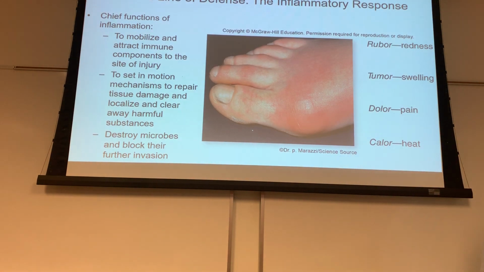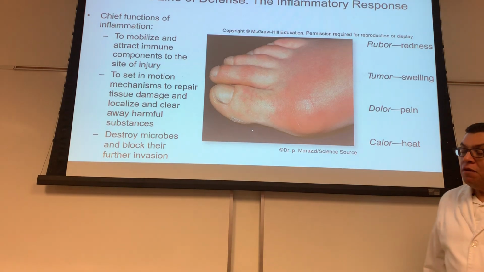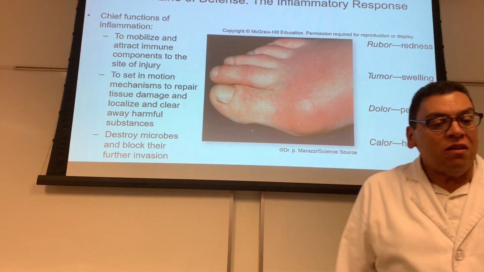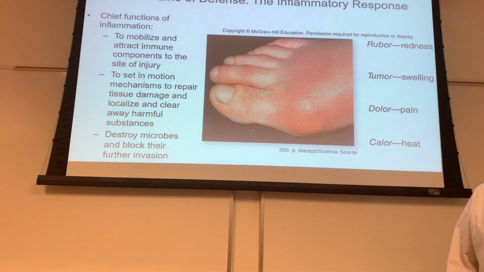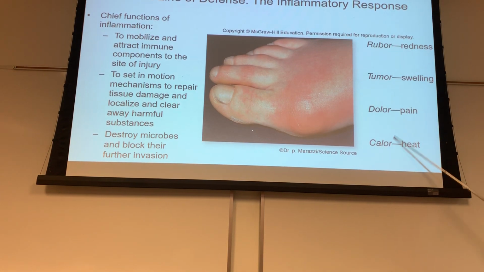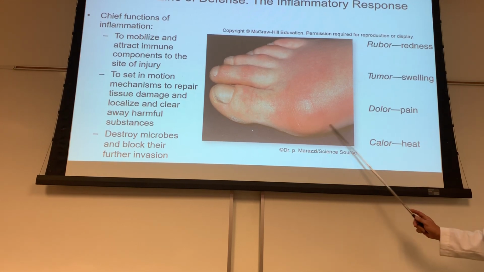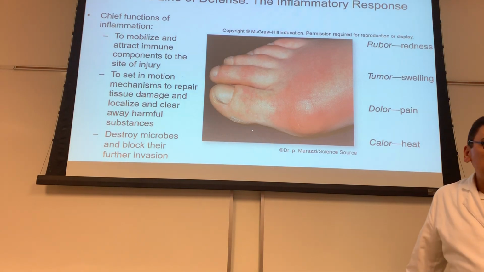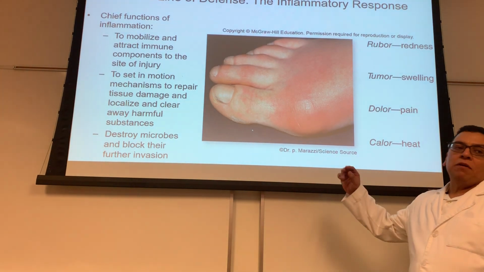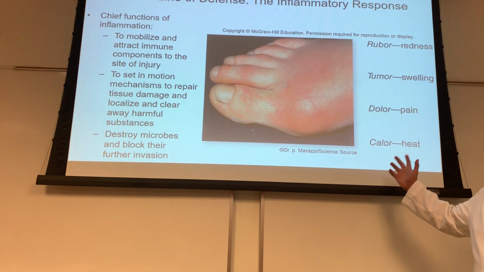Another second line of defense we're all familiar with is inflammation. If you ever step on something or something bites you and all of a sudden it starts turning red, you feel the heat, pain, that's inflammation. These are the classical signs of inflammation: redness, swelling, pain, and heat. Like you see here, obviously something may have bitten this person on the foot and the body is reacting to it. That inflammation is a good thing, and we'll show you why.